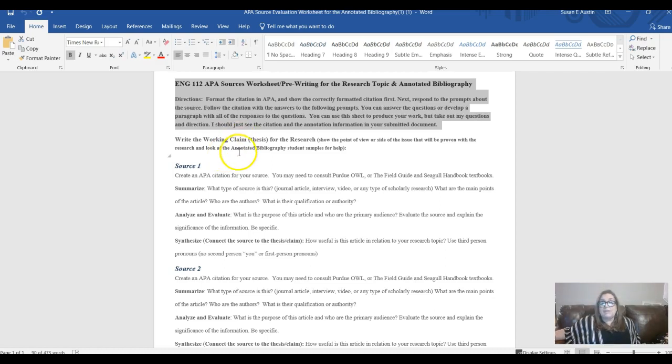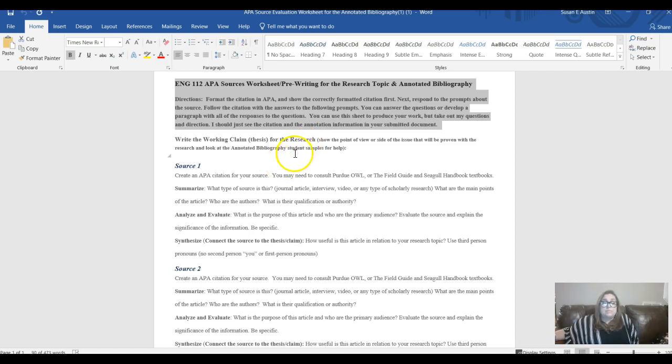And then I want you to have a working claim. So you would probably type in claim, colon, and then the sentence. One thing to remember, this is like a thesis. So just like a thesis is not a title or an incomplete sentence, a claim is also not incomplete. It should be a complete sentence, a complete statement.